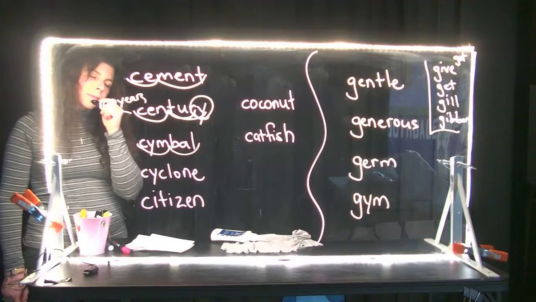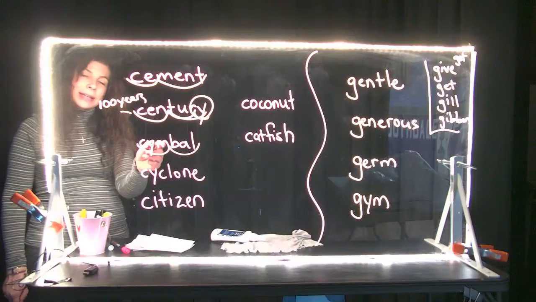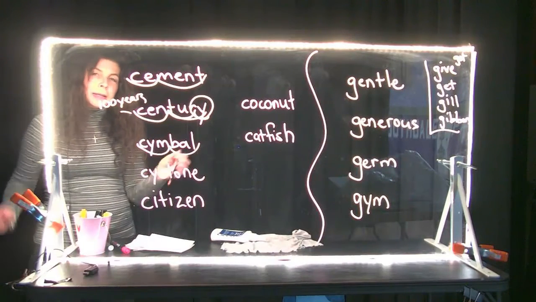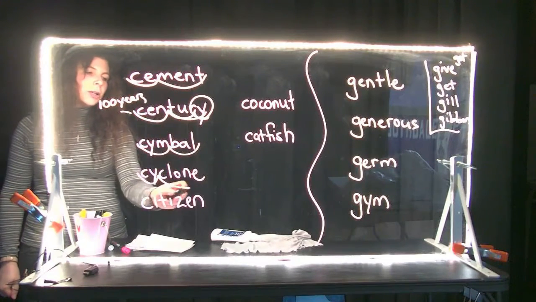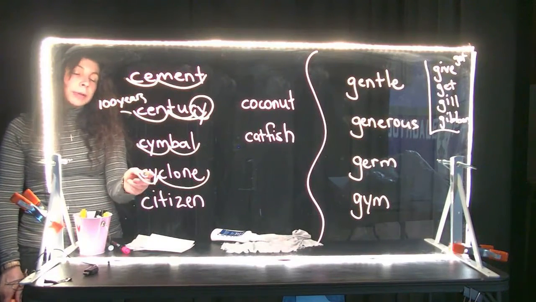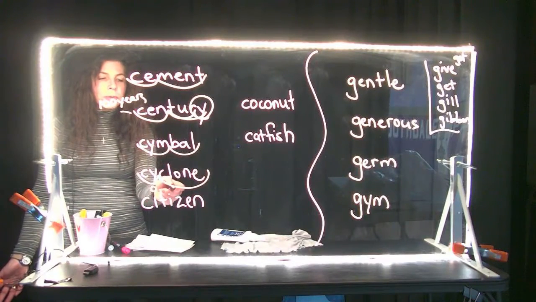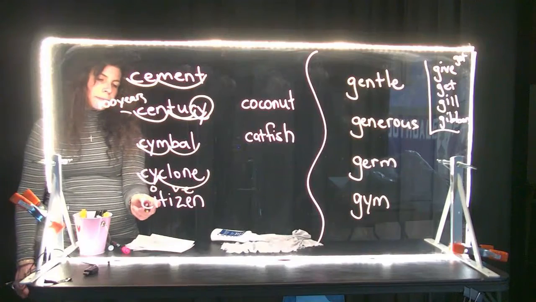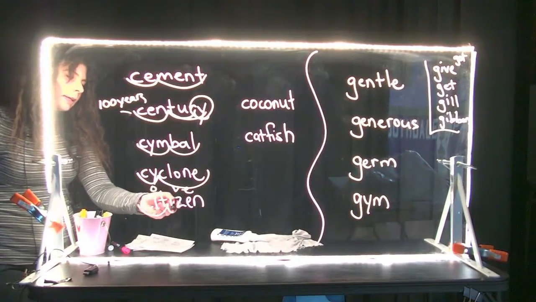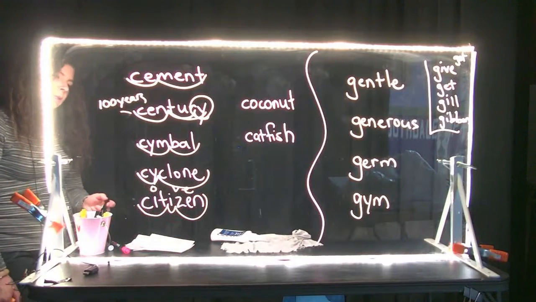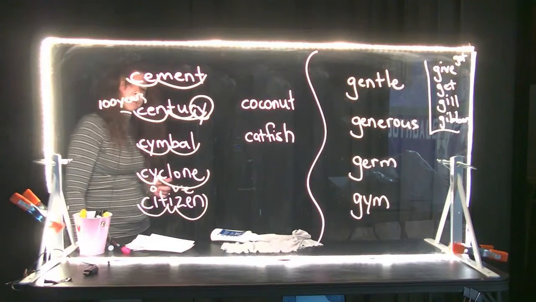Symbol. That Y sounds like an I. Symbols, those things you clash together. Cyclone. Open syllable, but C sounds like an S. Cyclone with the vowel consonant E. And then this one is citizen. If you're a citizen of a country, you're a member of that country.